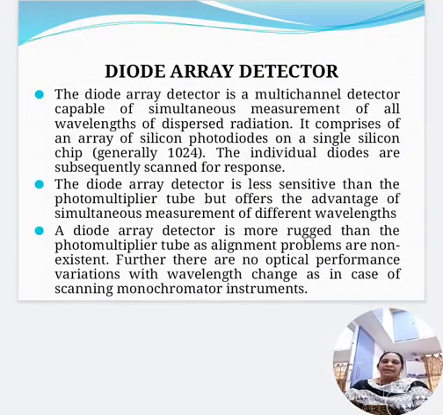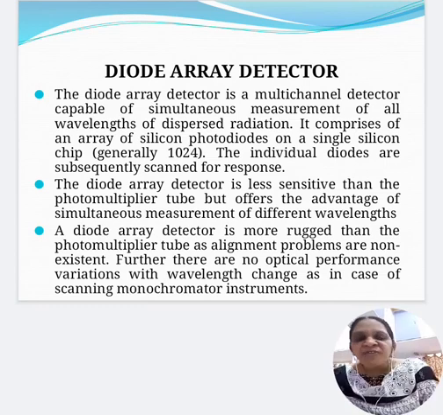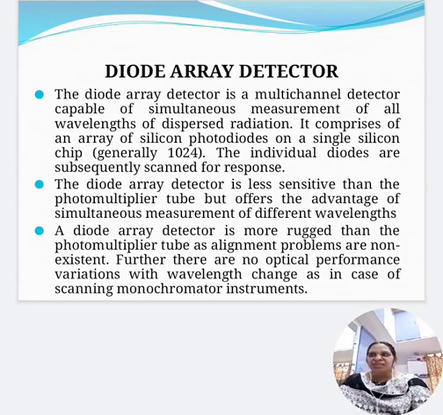The diode array detector is a multi-channel detector capable of simultaneous measurement of all wavelengths of dispersed radiation. Dispersed radiation means the radiation which comes from monochromators, like the prism or the grating. As I told you, it is a multi-element, multi-channel detector capable of simultaneously measuring all wavelengths of dispersed radiation.